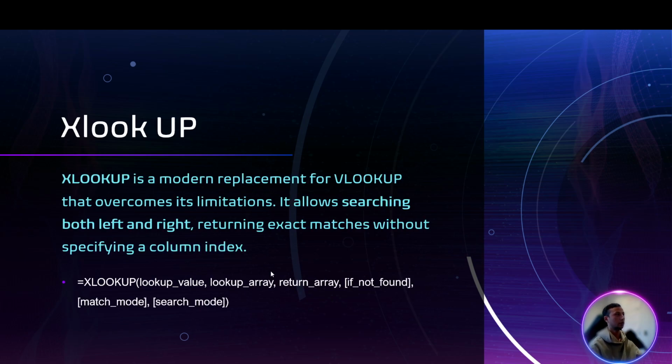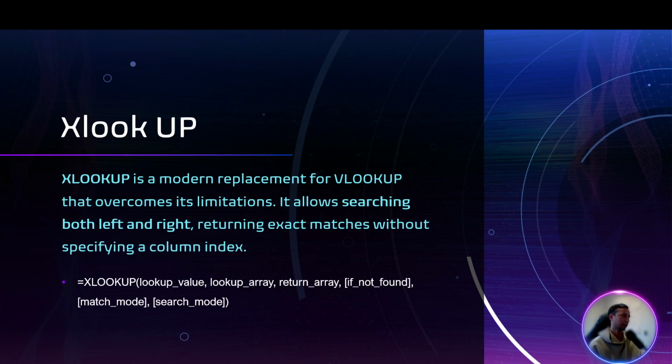Now for the XLOOKUP, basically XLOOKUP is the modern replacement for the VLOOKUP that overcomes its limitations. Well, I told you I will talk about the limitations later on. There are some limitations in VLOOKUP, as this is only used in the older versions of Excel, before the 2019 version. After 2019 we can use the XLOOKUP. XLOOKUP allows searching both left to right, returning exact matches without specifying a column index.